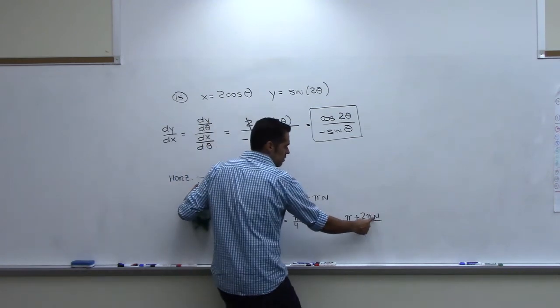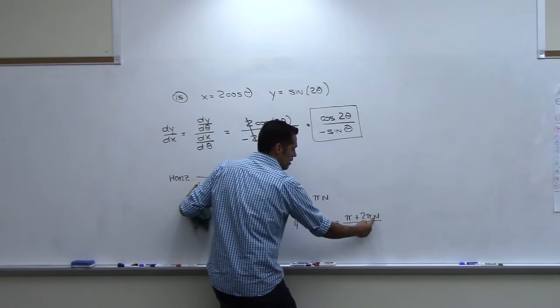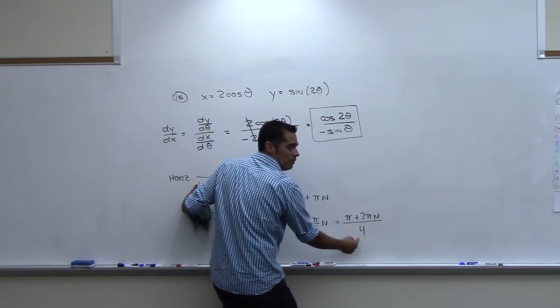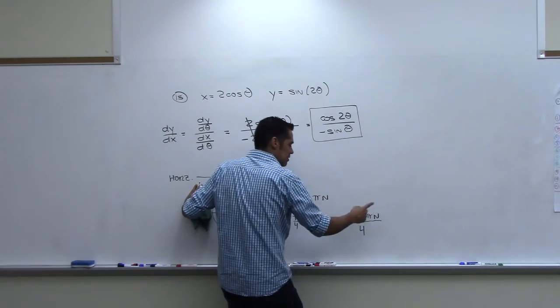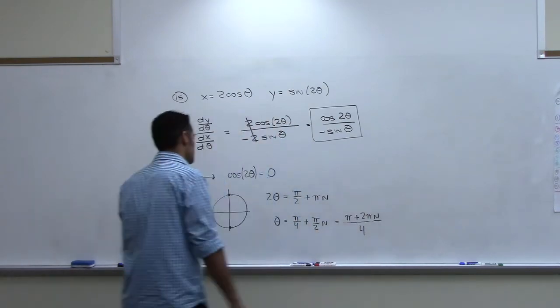If you plug in 0, you just get pi over 4. If you plug in 1, 3 pi over 4. If you plug in 2, 5 pi over 4. If you plug in 3, right? You see how much faster that is?